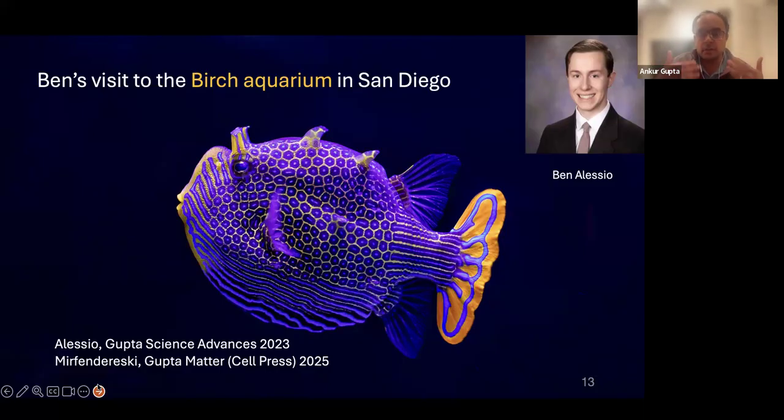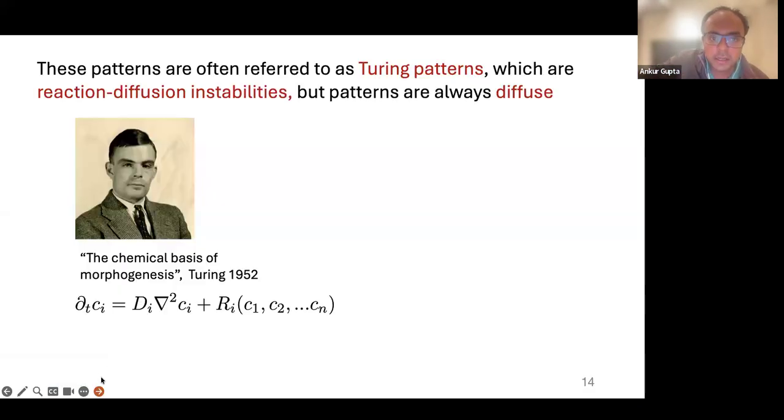And so he started learning about this field of Turing patterns. Turing patterns are essentially how we describe patterns on these animals. And they're essentially a reaction diffusion instability. So Turing's question was very simple. His question was, obviously these patterns form because of biology and genetics and so on, but what is the chemical basis of this pattern formation?